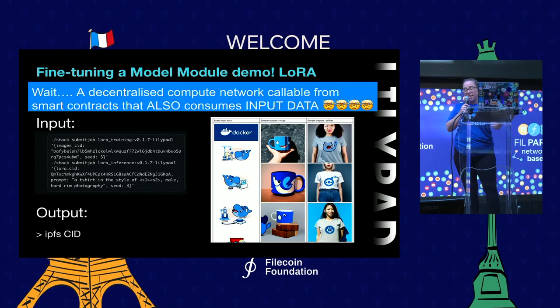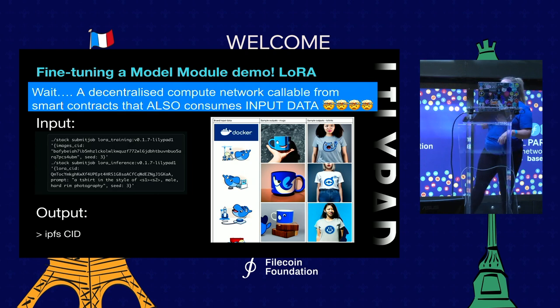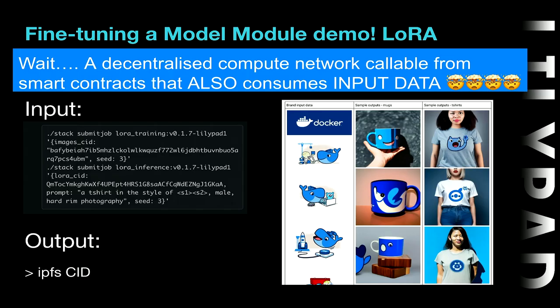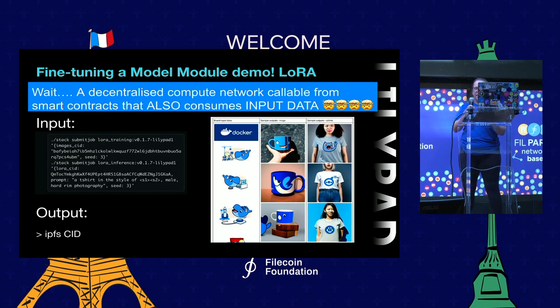Right. The next thing that we're going to have implemented, and it will be implemented by tomorrow, according to the engineers, so pretty exciting, is being able to fine-tune a model with LoRA on our network. So this is really cool because you're not just running an inference AI, you're adding input data to this. So you can get out images like this from LoRA, which is pretty cool. And you can run those from IPFS.